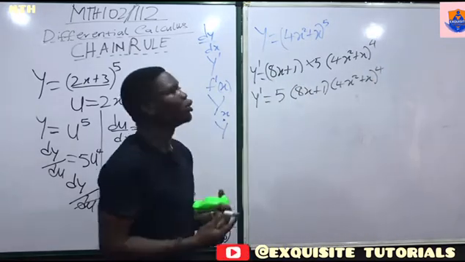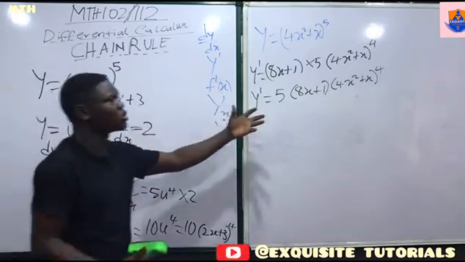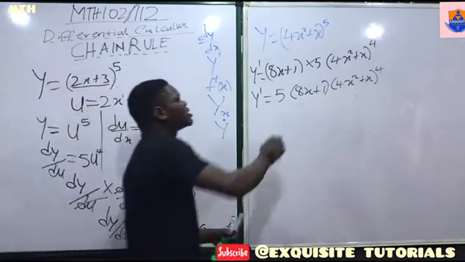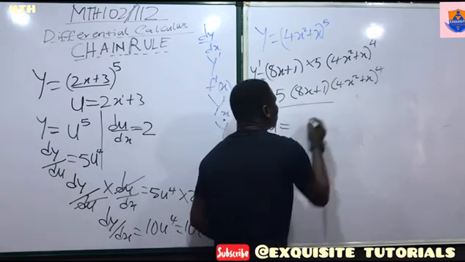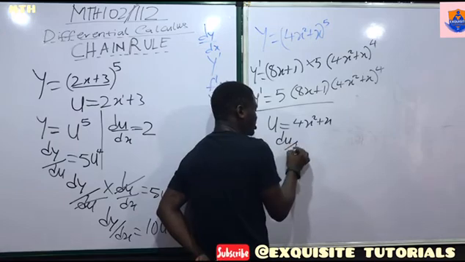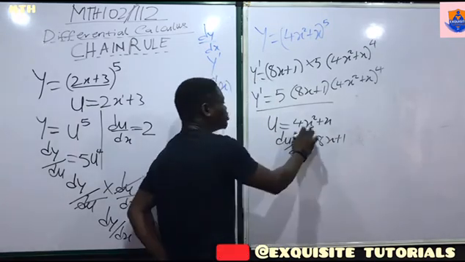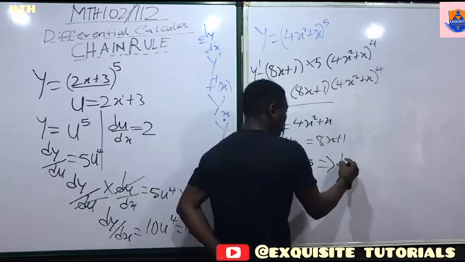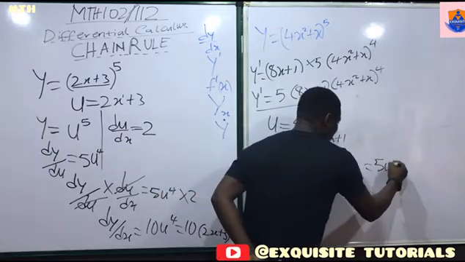Now, if for example you are not writing an objective exam, you are writing a theory exam, you have to show them how you got this answer so fast. So we have to follow this procedure by making this function here u. So let u equal 4x squared plus x. Our du over dx becomes 8x plus 1. Since u must be this, our y will become u raised to power 5, such that dy over du will be, when I take 5 down, 5u raised to power 4.